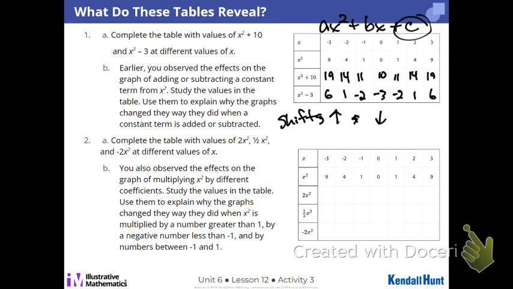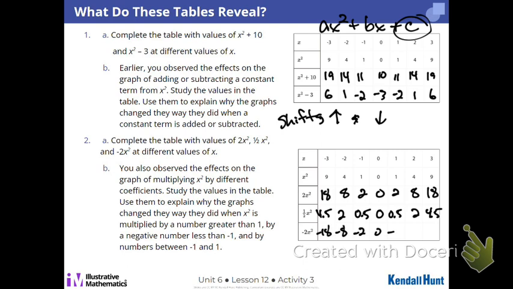Okay, down here, we're multiplying x squared. So 9 times 2, 4 times 2, and so on. Down here, we're going to go half. So 4.5, 2, 0.5, 0, 0.5, 2, 4.5. And down here, we're multiplying by negative 2. Negative 18, negative 8, negative 2, 0, negative 2, negative 8, negative 18.